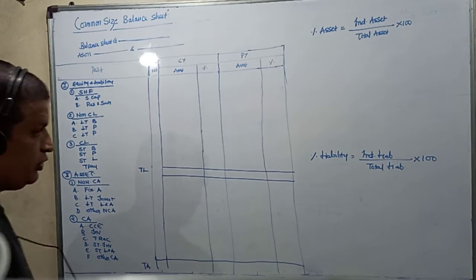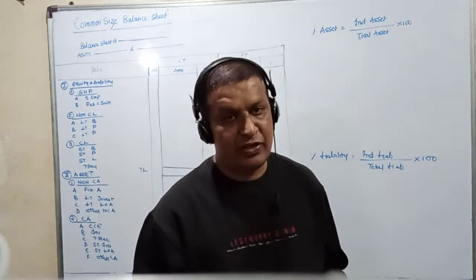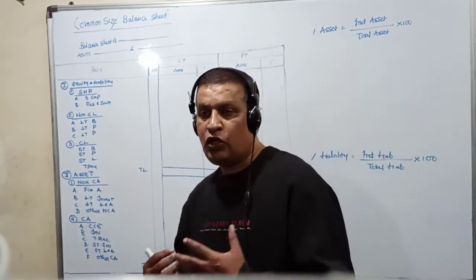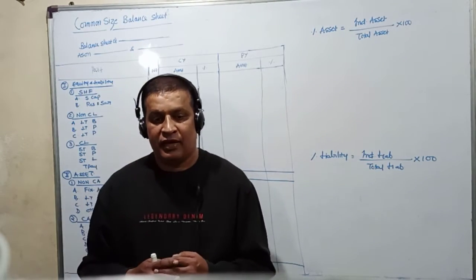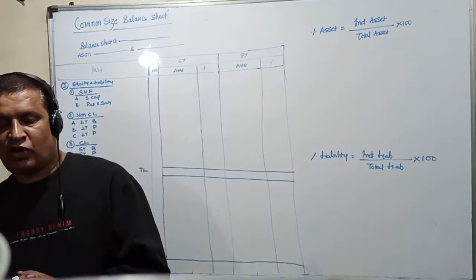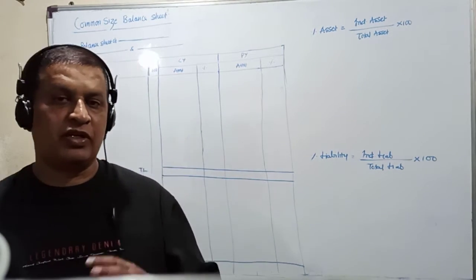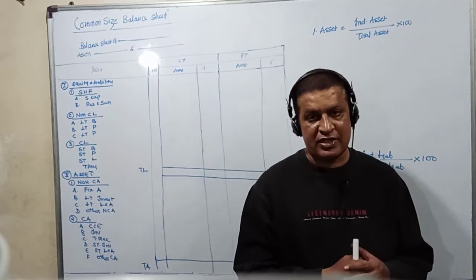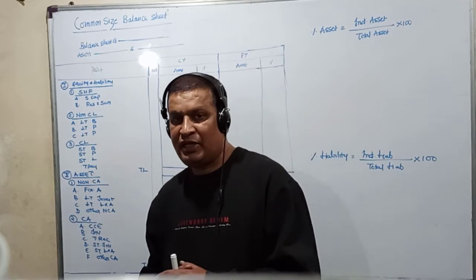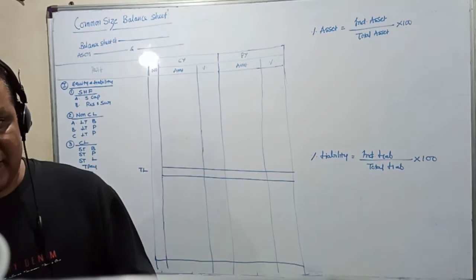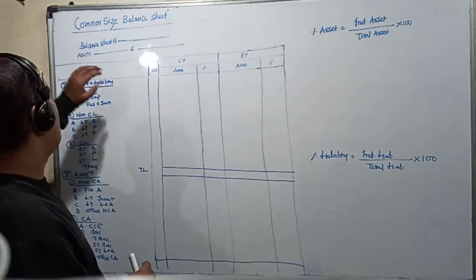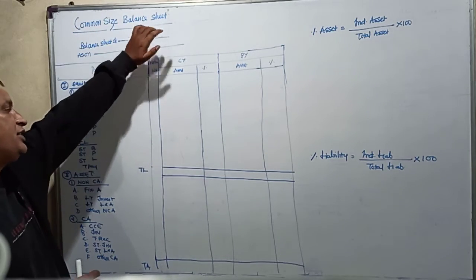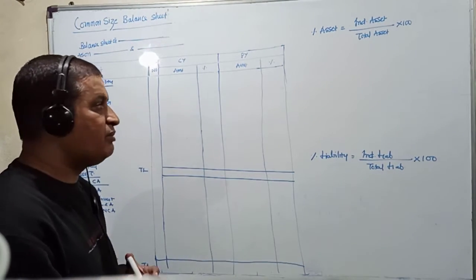So, very good afternoon. In the previous class, we understood the concept behind common size statements, and the pro forma of a common size profit and loss account and a common size balance sheet. We understood that the way we calculate the percentage under common size statements is by using a common base. So in today's class, we will focus on the common size balance sheet.